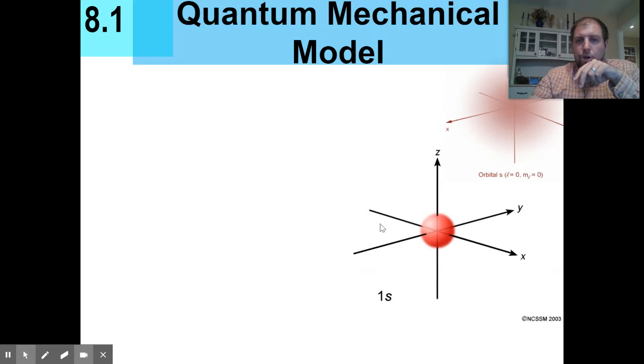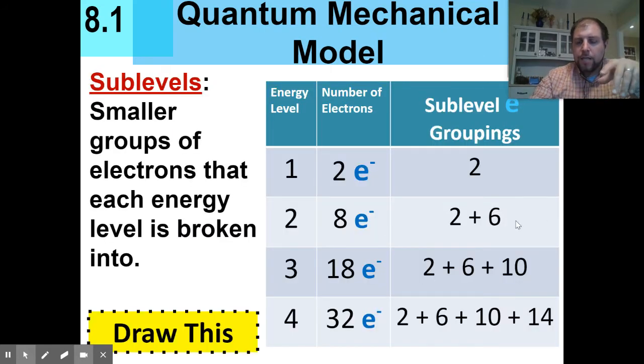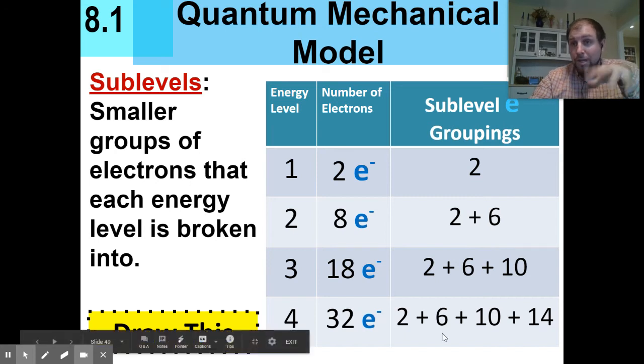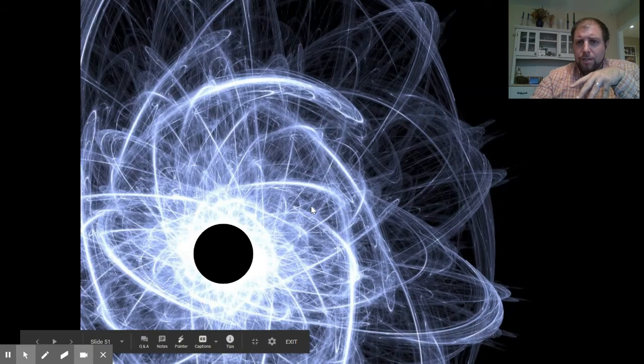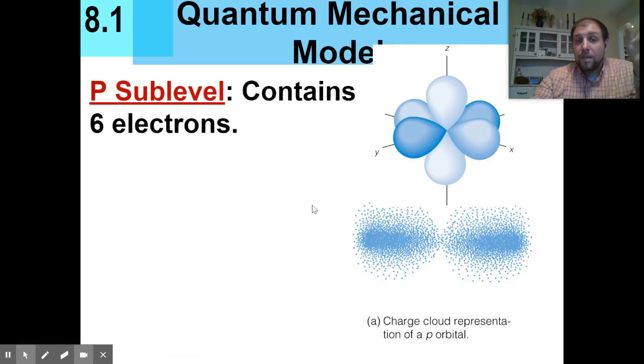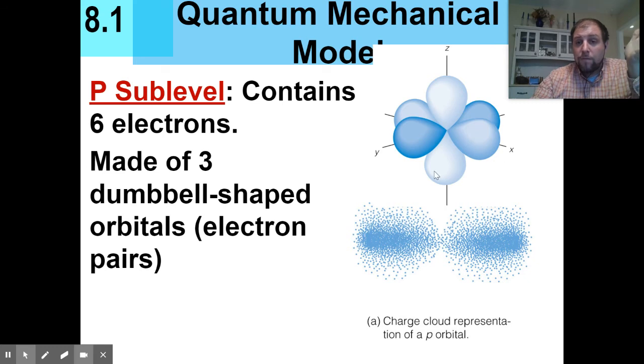Now, if we go back up to this chart real quick again, we see that starting at the second energy level, each of these levels has a cluster of 6 electrons in it. All right, they also have a cluster of 6. Now, this cluster of 6 electrons is called the p sublevel. All right, the p sublevel. It contains 6 electrons. All right, it's made of these 3 dumbbell shaped clouds.